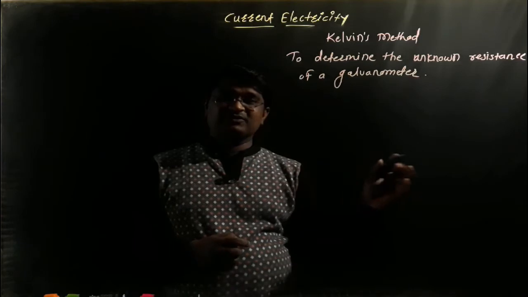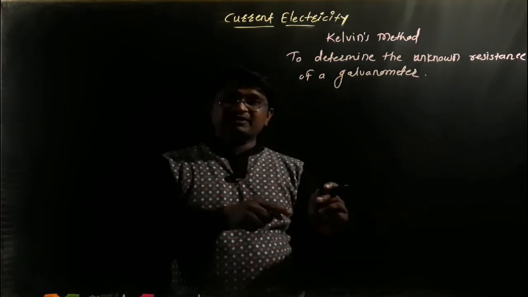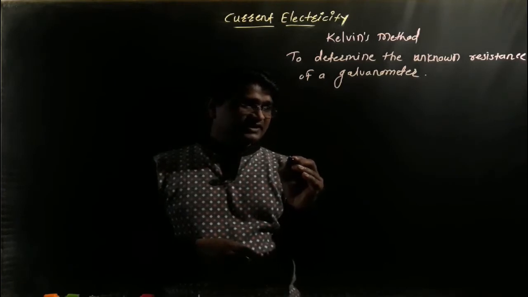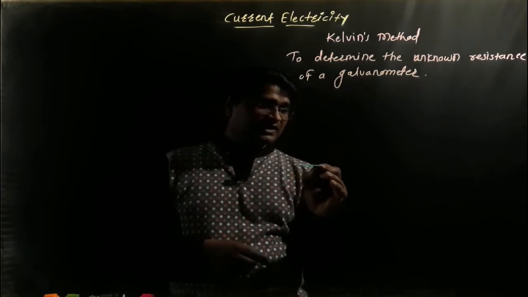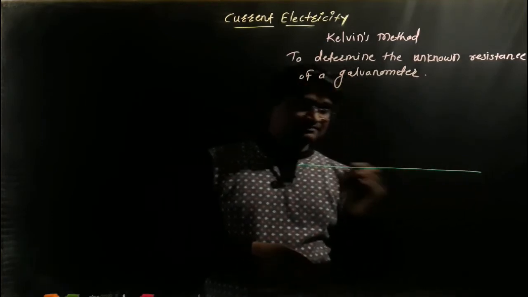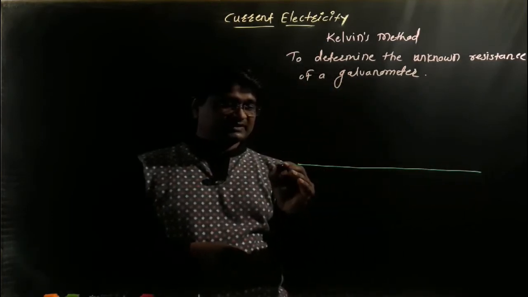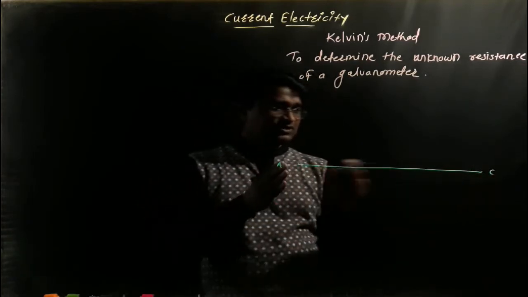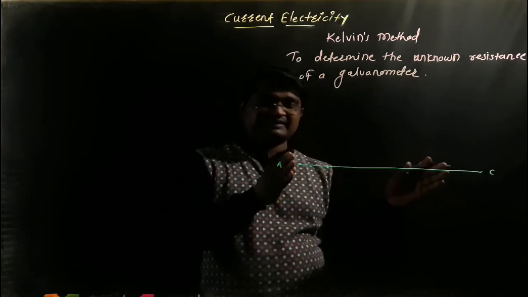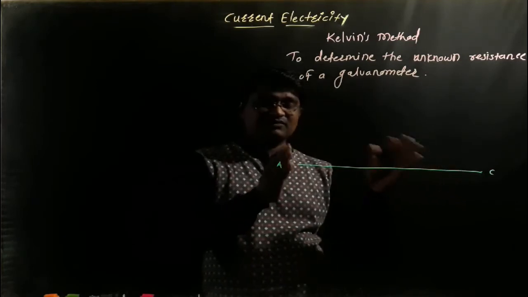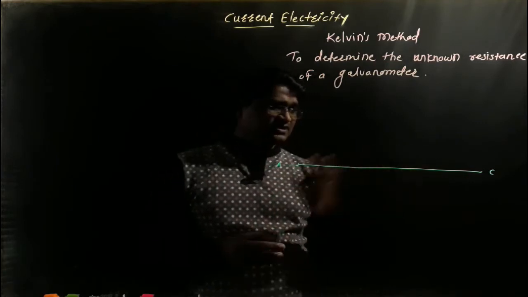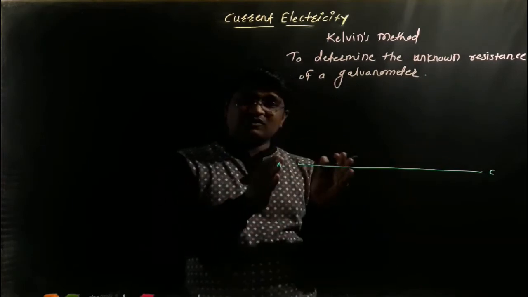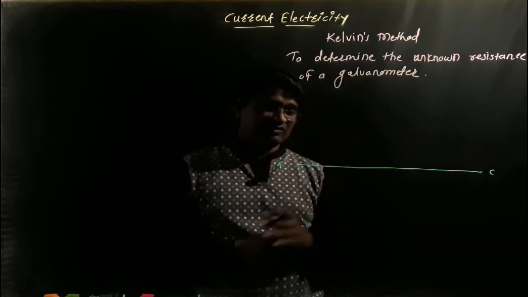We take a rectangular wooden board and fix the meter scale on it, and on the meter scale we arrange a wire AC. This is the first end of the wire, A, and this is the second end, C. So this is wire AC, 1 meter in length with uniform cross section, whose resistance we denote by R. This wire AC is fixed on the meter scale on the rectangular wooden board.